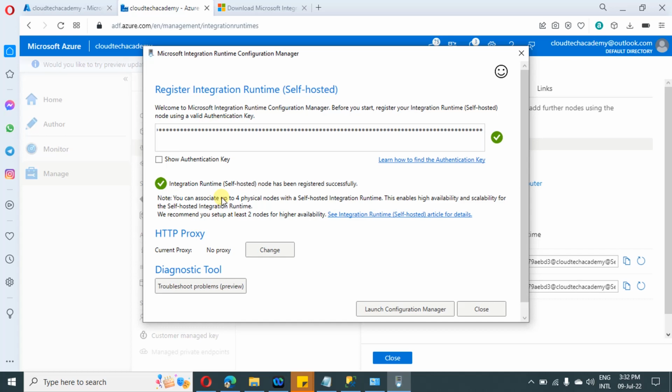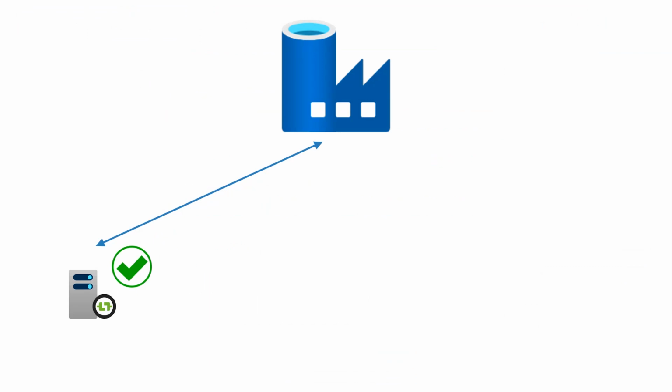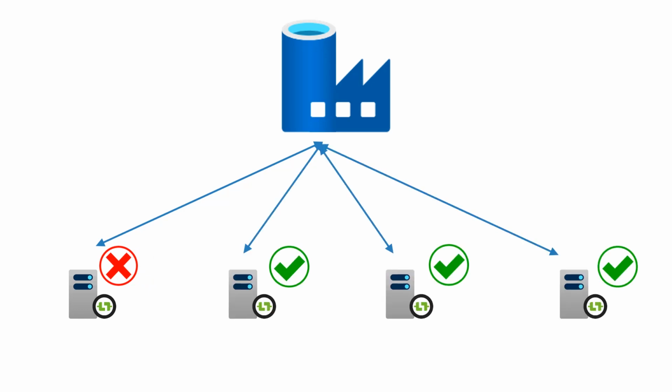In case you want to associate multiple machines, you can do so, but you can add up to 4 machines per self-hosted integration runtime. So why do we need multiple nodes? In case this particular machine goes down, the Azure Data Factory process won't run, right? So if you have multiple machines, even if one goes down, the Azure Data Factory will route that particular request to the other machine, so the request will go smoothly. Also, if you are getting multiple requests, having multiple nodes will distribute the load evenly.